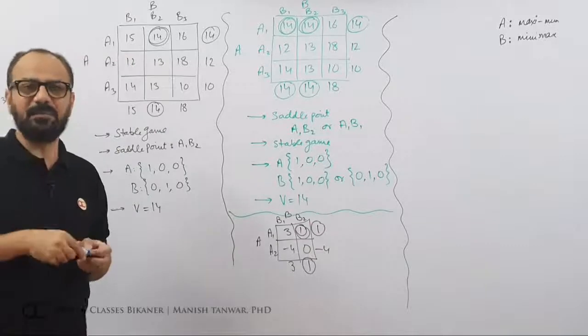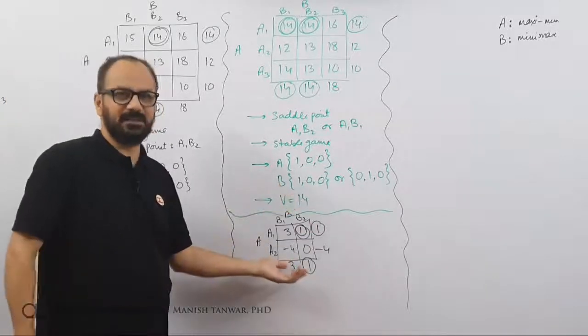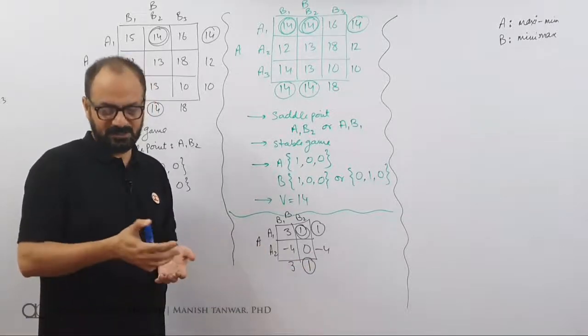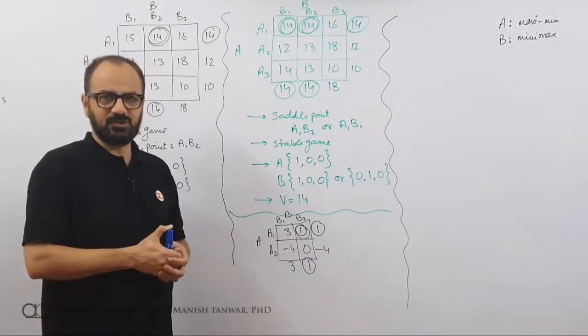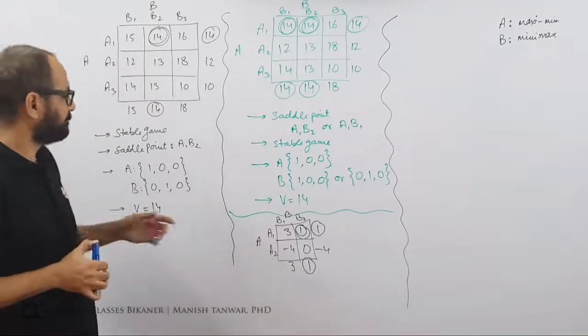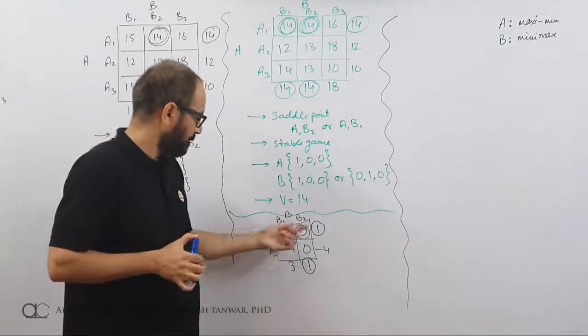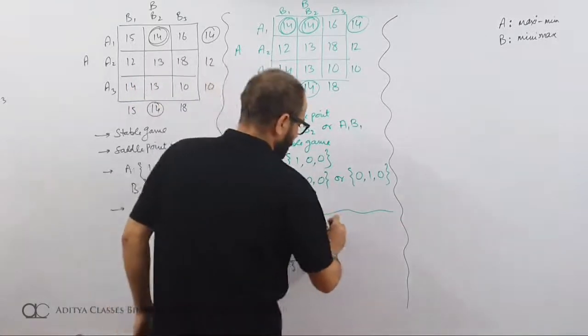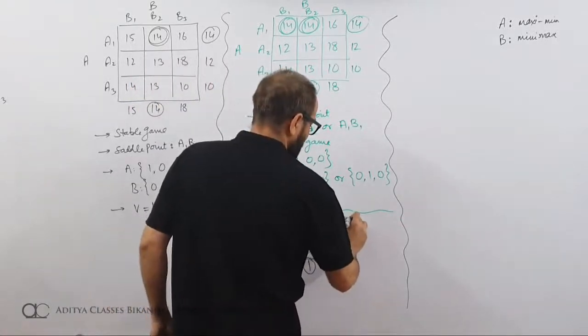It might so happen that these ones are not pointing in same directions. Numerically, they might be same values, but they are pointing at different locations, which we'll see in lectures to come. For now, we are talking of very easy, very simple, stable games. So both are pointing to same location. So I can say that it is a stable game.